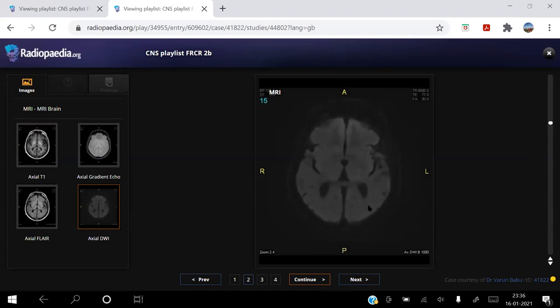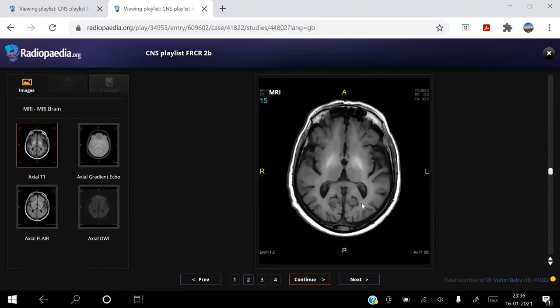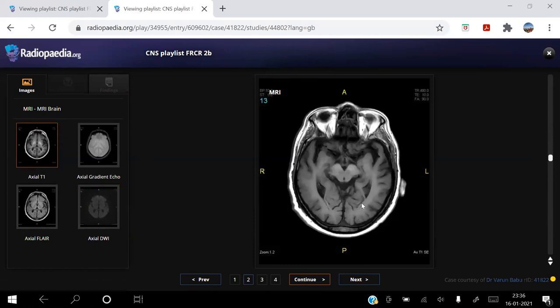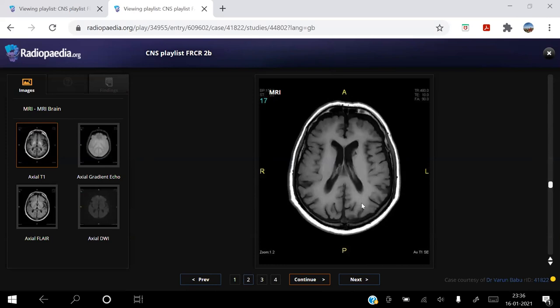So these could be changes due to deposition of manganese mineral in the basal ganglia, secondary to any hepatic changes like hepatic cirrhosis or CLD, liver failure. So I would like to do an ultrasonography of the abdomen to see the status of the liver and inform my findings to the referring physician or clinician and discuss the further management of the patient.